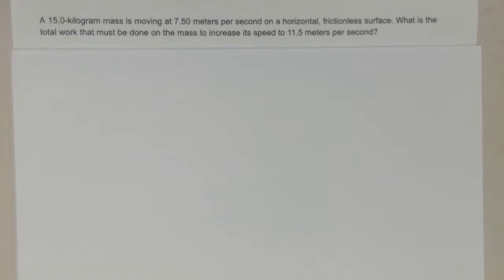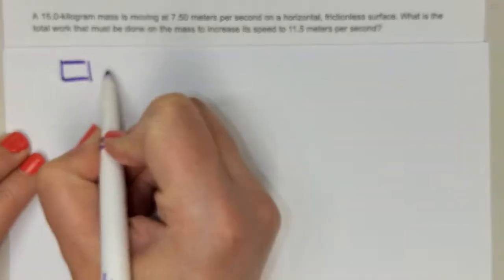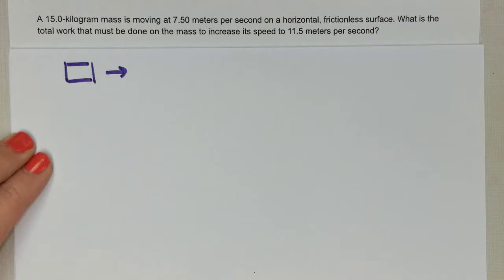The first one says a 15 kilogram mass is moving at 7.5 meters per second on a horizontal frictionless surface. What is the total work that must be done on the mass to increase its speed to 11.5 meters per second? So in this problem, we have an object that is currently moving, and we want to make it move faster. If you read the question, it wants to increase its speed.